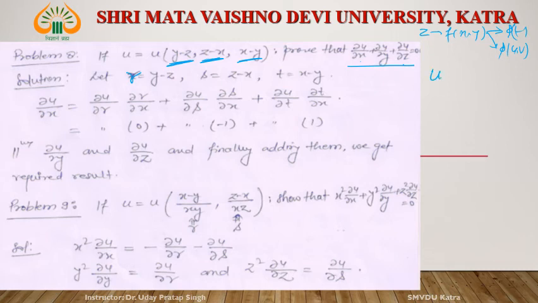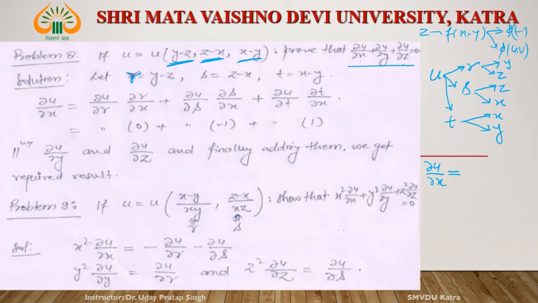What is u? U is the function of R, S, and T. What is R? R is the function of y and z. What is S? S is the function of z and x. What is T? T is the function of x and y, right? Now see how we evaluate del u by del x. See how many paths are going from u to x. Consider all these paths and add them.